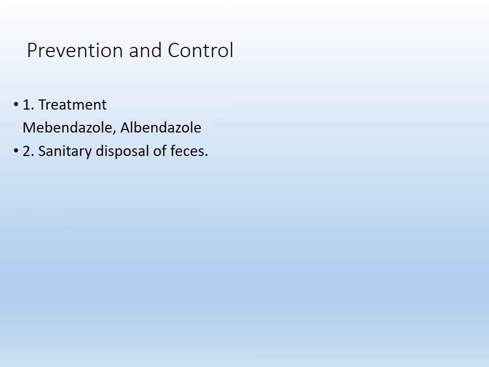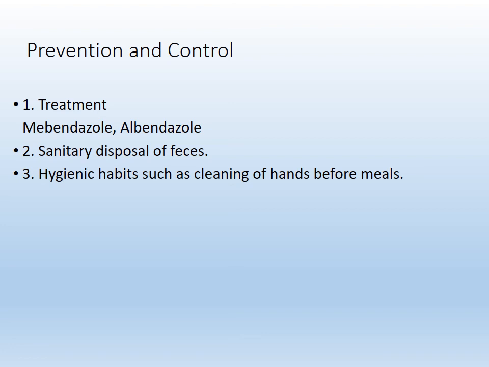Finally, the prevention and control. For treatment, like other intestinal nematodes, mebendazole and albendazole are the drugs of choice which can control this infection. And to break the chain of infection, sanitary disposal of feces and use of toilets can remarkably cut down the cases of this worm, because when a person defecates in an open area, the stool would have access to our food and water, and that cross contamination leads to transmission. Hygienic habits like hand washing before meals and before cooking would also decrease the chances of transmission of this infection. And health education, of course, is the key to decrease the load of such intestinal worms.